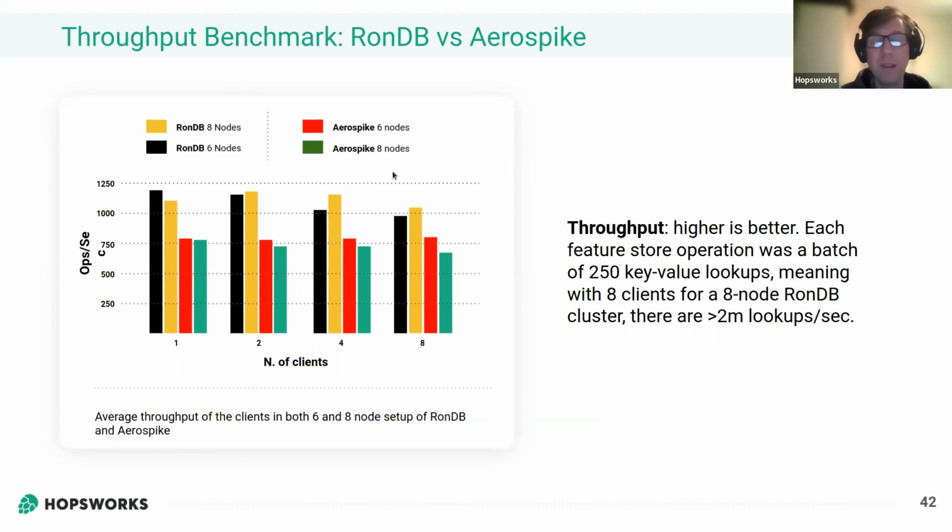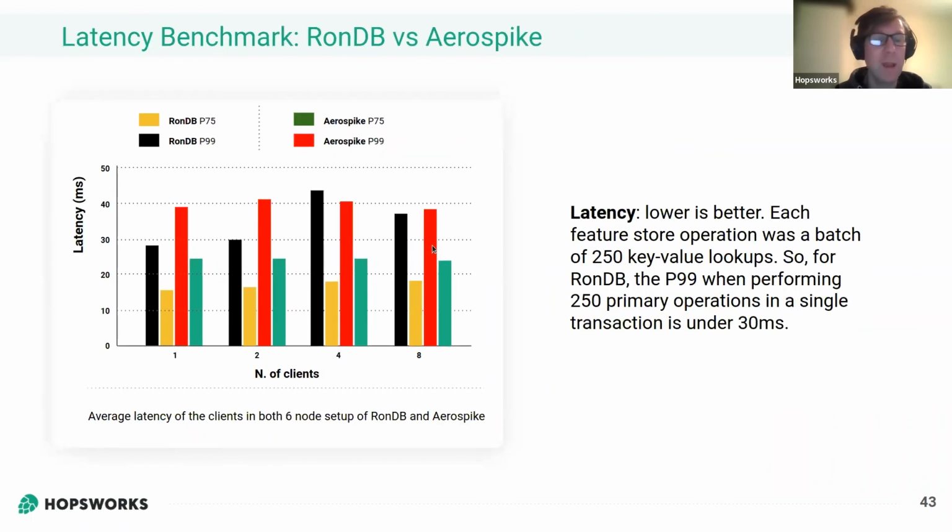RonDB is still currently probably the fastest key value store available today for your hardware, but it also has a nice SQL API, which makes it a lot easier. What we can see here is that for RonDB, we're getting 2 million operations per second. Higher is better here because it's throughput, and we're getting quite a bit lower for Aerospike on the same hardware.